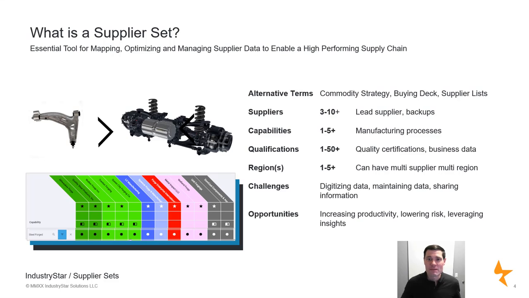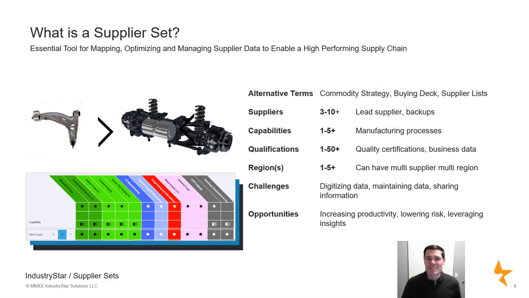A supplier set is like a football team's depth chart. If you gather and have better data on your players, it is easier to see which players perform the best so you know who to start, which gives you better opportunities to win more games. The traditional definition of a supplier set can go by alternative terms such as commodity strategies, buying decks, and supplier lists.